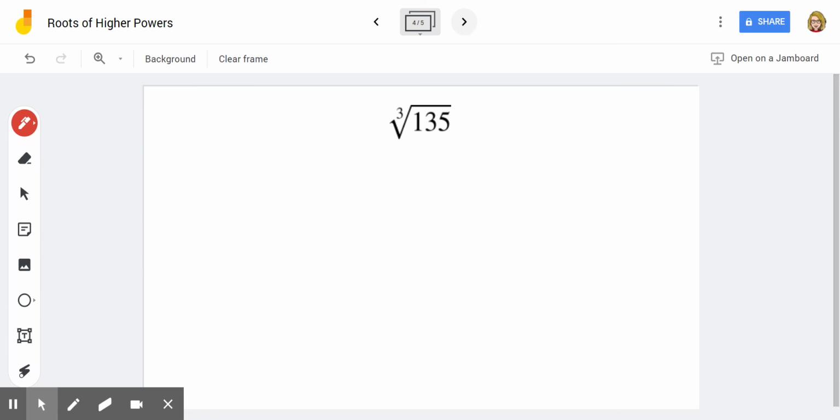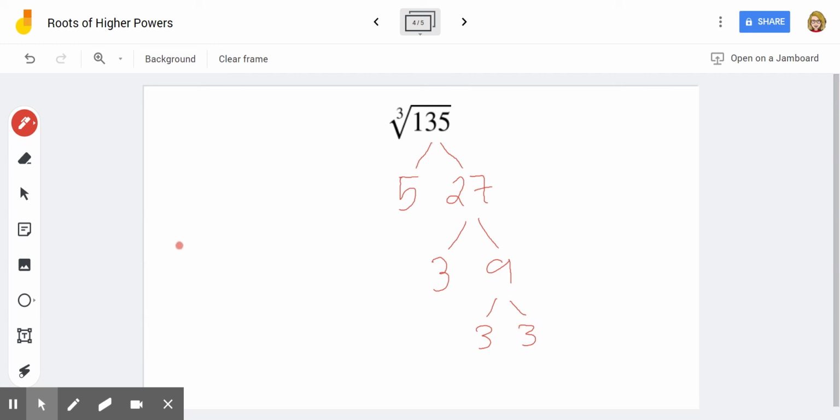Okay, let's do the cube root of 135. So I'm going to factor 135. So 135 divided by 5 is 27. And 27, 3 times 9 is 27, and I can divide 9 into 3 and 3.